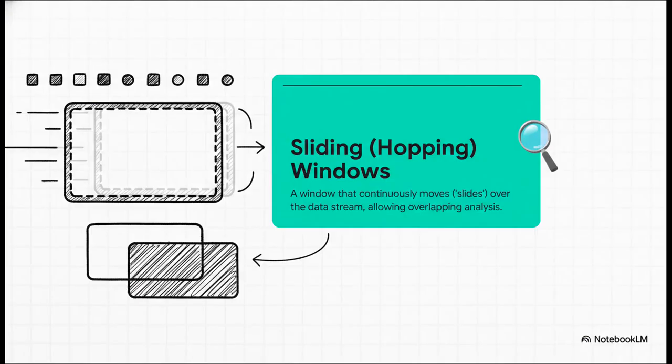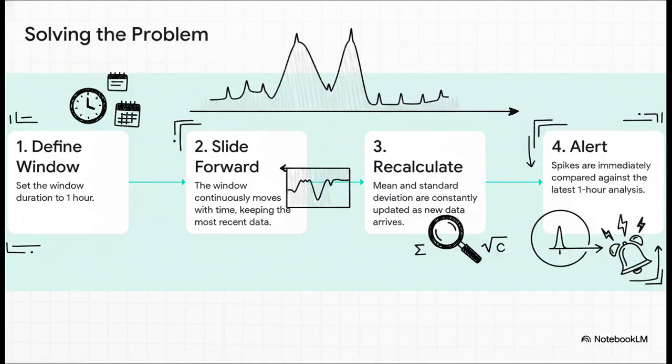So let's talk about the hero of our story, the sliding window, which you'll sometimes hear called a hopping window. The 2 words to remember here are continuous and overlapping. Instead of those separate boxes we talked about, think of this like a viewfinder that's constantly moving along the timeline, always looking at the most recent stuff. And this right here is exactly how it cracks the case for our drone problem. First, we set the window size to 1 hour. Then, as every new piece of data comes in, that 1-hour window just slides forward. This means our calculations, the mean, the standard deviation, are being updated constantly with every new reading.